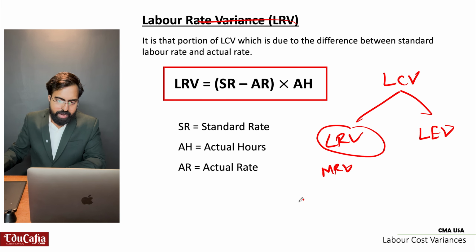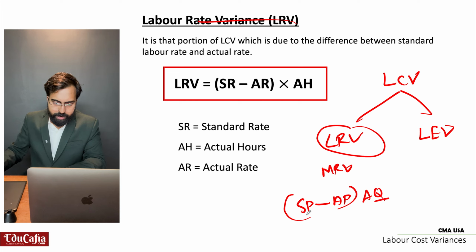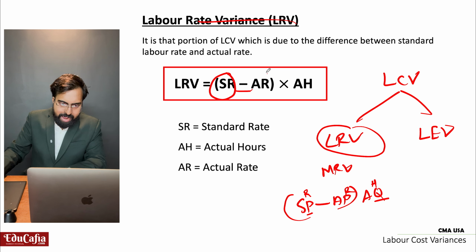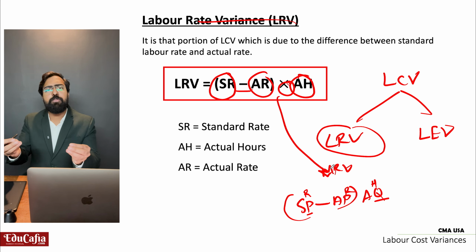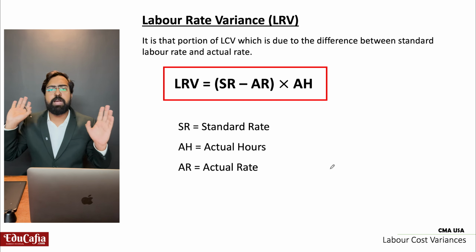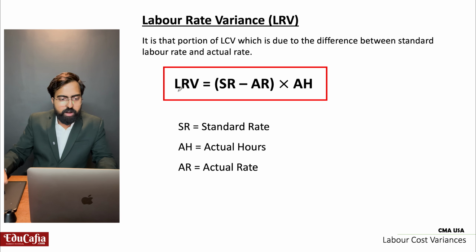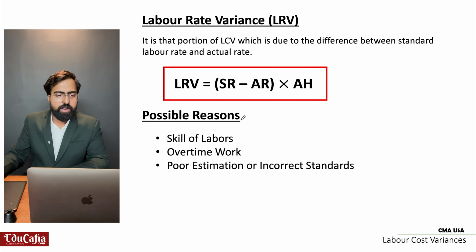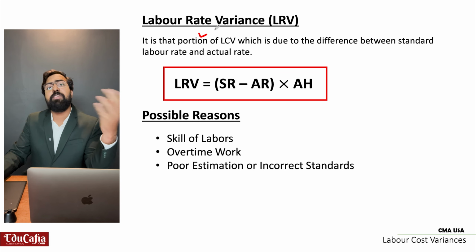That is standard price minus actual price into actual quantity. Here there is no quantity, there is no price. Instead of price it is rate, and instead of quantity it is hours. So standard rate minus actual rate into actual hour. The same equation, only one difference: price becomes rate, quantity becomes hours. That's all. So SR minus AR into AH, actual hours. That's all.